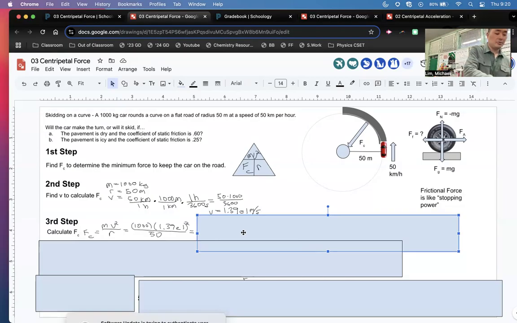Let's have Crystal do this one. Crystal, grab a calculator. Put in 1,000 times 1.39 second x minus 1, 1 squared divided by 50. You can do it all in one step. That's 1.39 second x minus 1, 1 squared divided by 50. All in one step.